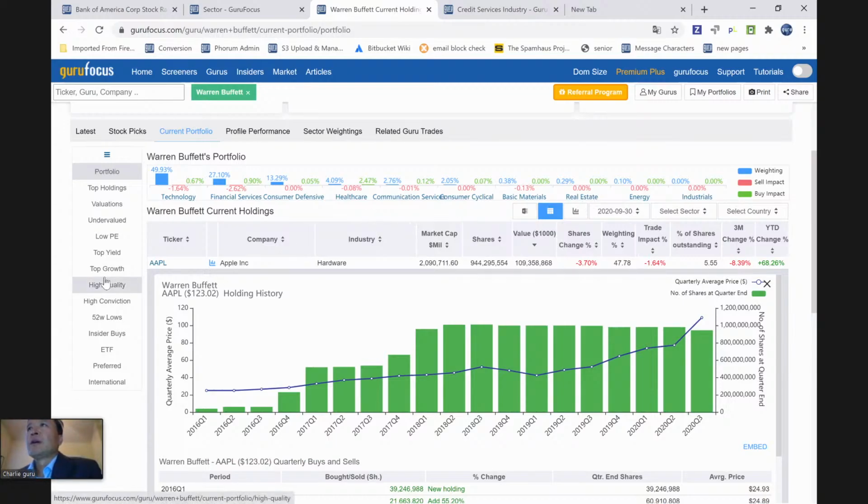Any plan to use AI or machine learning to do analysis? No, we don't have a plan for AI or machine learning. We are fundamental investors, and we want to focus on fundamentals.